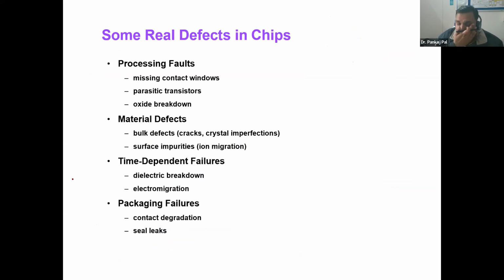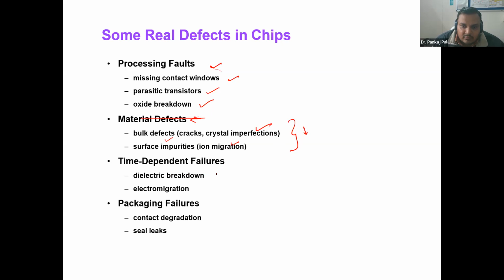And there are different types of faults. Some real faults are missing contact windows, parasitic transistors, like latch-up, which you have heard about, and oxide breakdown. Some defects are related to the material, like bulk defects, crystal imperfections, and ion migration. As I already told you, these defects are not important for me. They just deteriorate the performance. They are not hampering the functionality.